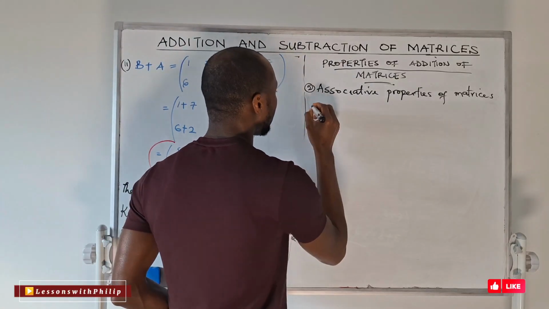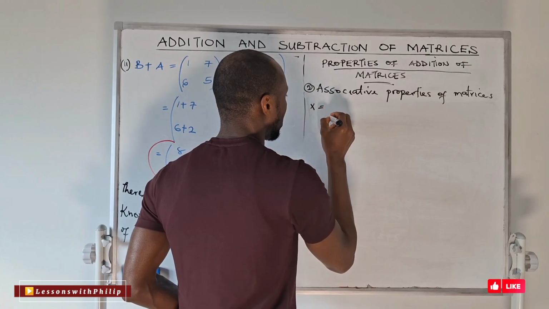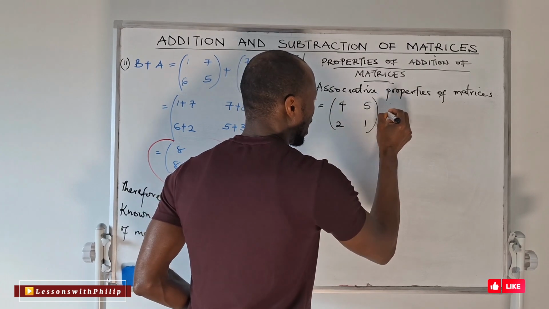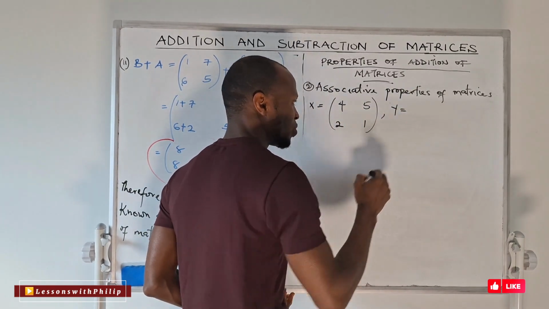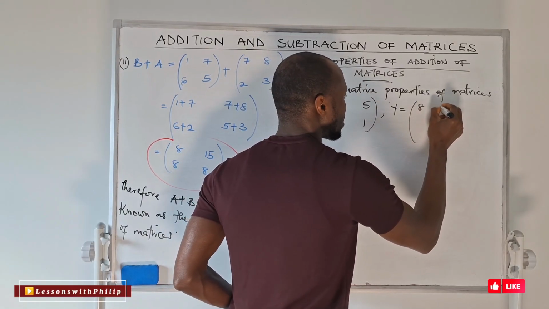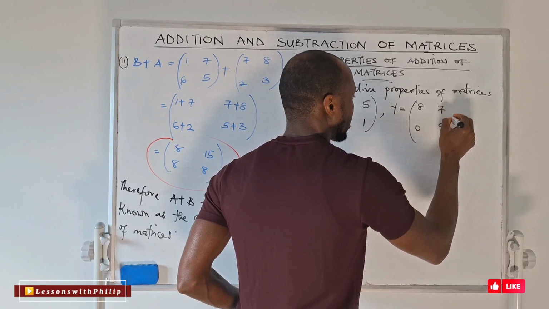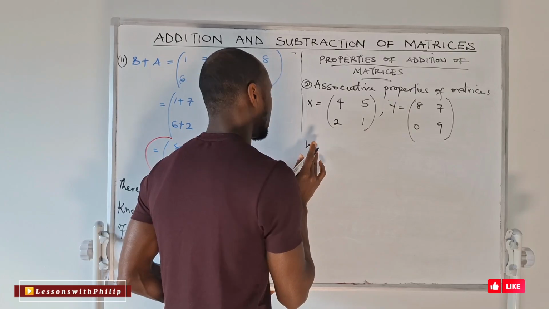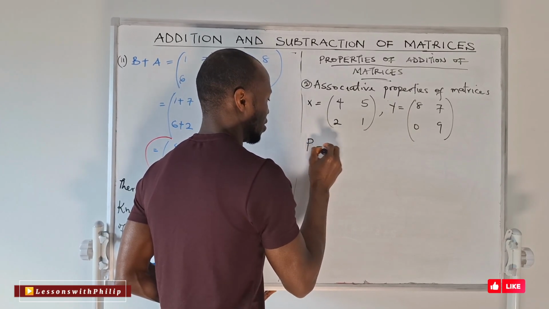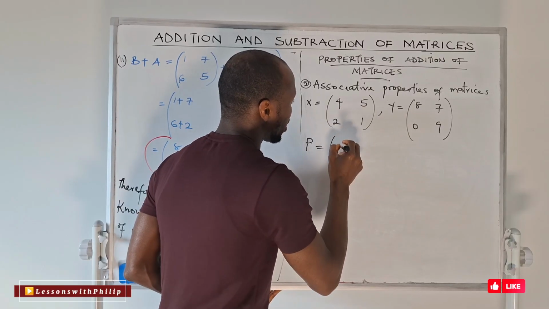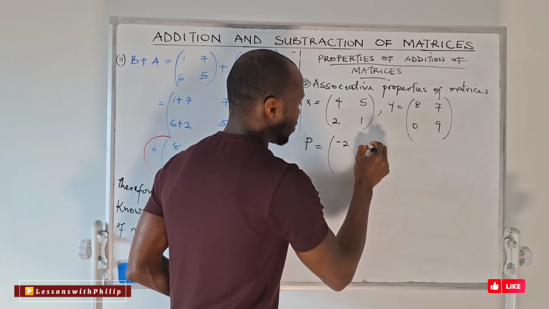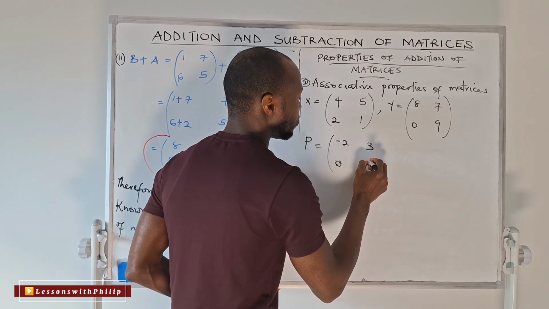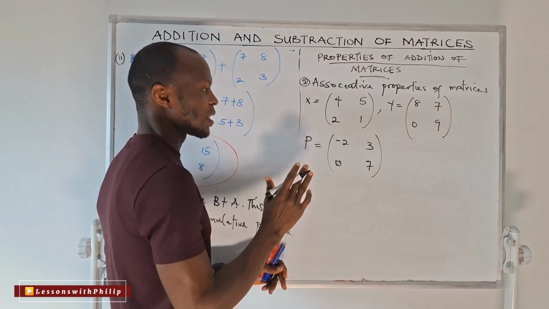Assuming we are given matrix X to be equal to 4, 5, 2, 1, and our matrix Y to be equal to 8, 7, 0, 9, and we are given a third matrix, let's say matrix P, to be equal to -2, 3, 0, 7. This is the question.